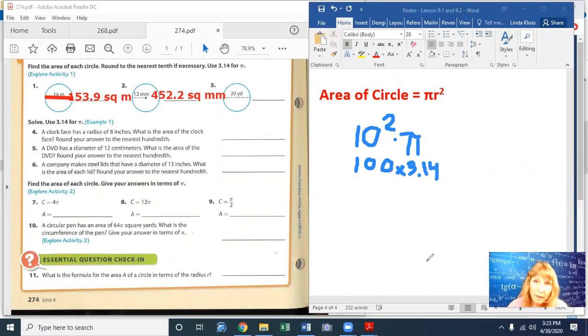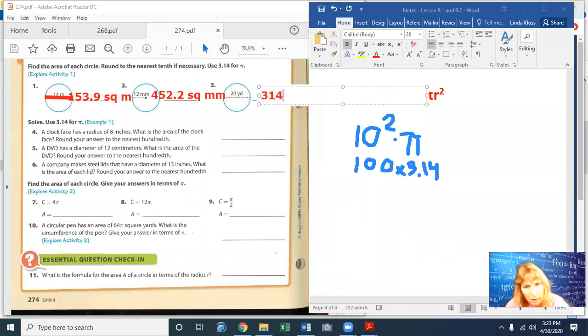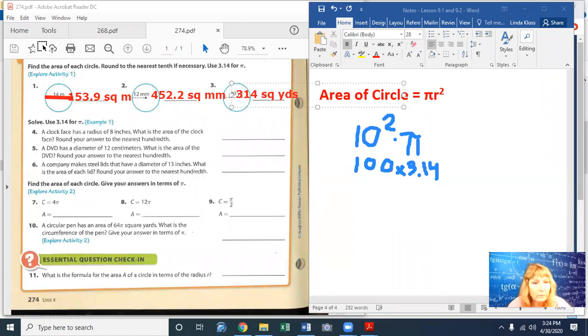But now we want to go to the tenth place, so we have to know what the number is after the 3.14 with pi. I don't know if they want us to do that or not. Nope, they don't want us to do that. They want us to just leave it like that. So it's just going to be 314 yards, square yards, just like that. Try to move that over a little bit. If you need to pause the video and get this down, go ahead. That's the answer. Okay, we're going to get a little bit harder here. Number 4, a clock face has a radius of 8 inches.